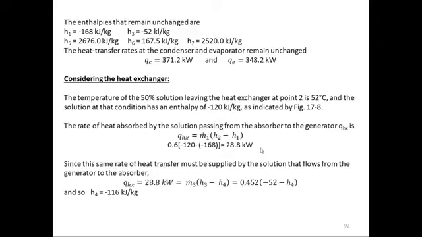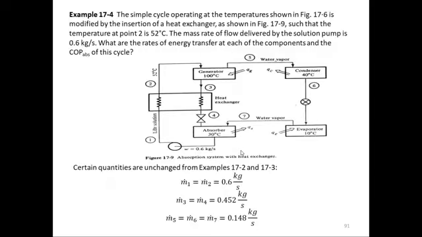This is the solution going from the absorber to the generator. Similarly, we can do an energy balance. This amount of energy is absorbed by the solution coming from the generator to the absorber. So whatever energy is gained in this pipe, the same amount of energy is lost by the other pipe, the one coming from the generator to the absorber, and this pipe going from the absorber to the generator.